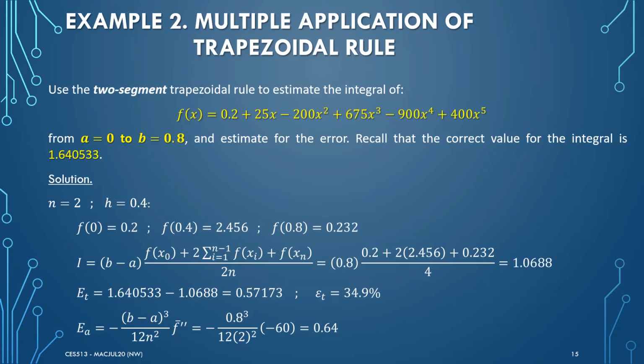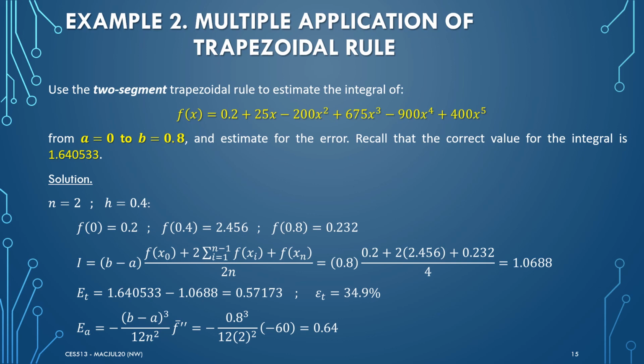Let us look at example 2 for the multiple application of the trapezoidal rule. Use the two-segment trapezoidal rule to estimate the integral of f(x) equal to 0.2 plus 25x minus 200x squared plus 675x to the power of 3 minus 900x to the power of 4 plus 400x to the power of 5 from a equal to 0 to b equal to 0.8, and estimate the error. Recall that the correct value of the integral is given as 1.640533.